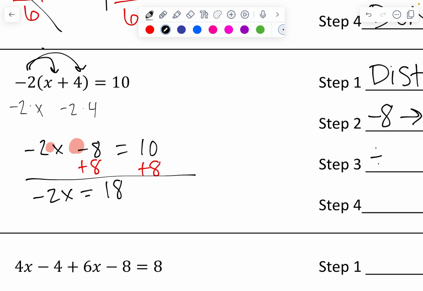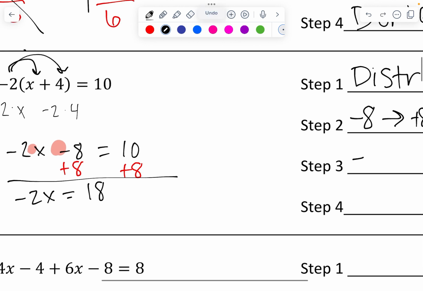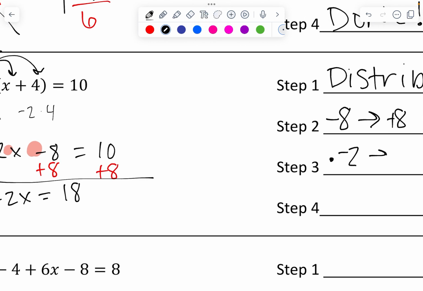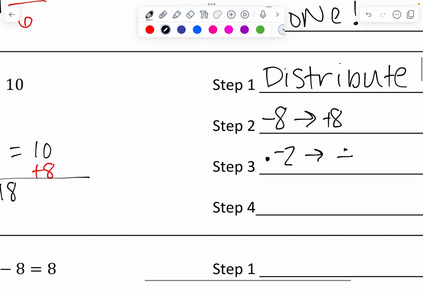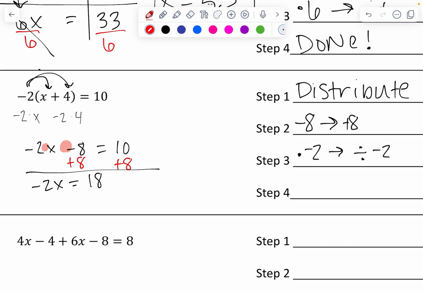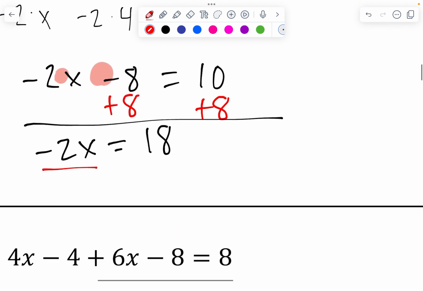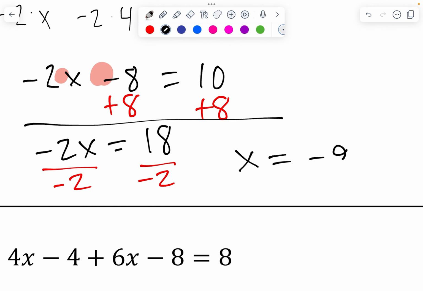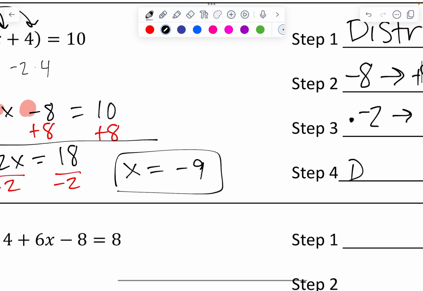And then you're going to divide here. Instead of multiplication of -2, that's what we see, we're going to undo that with division of -2. Okay, so remember, changing the operation, not the sign. So we're going to divide by -2. And here we go, x equals -9. So you got x by itself, and you're done.